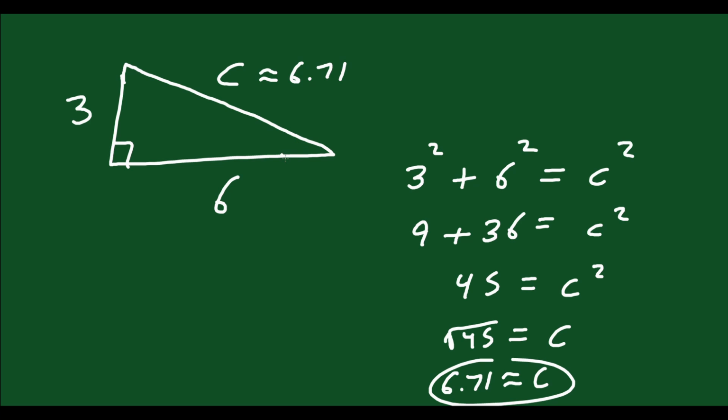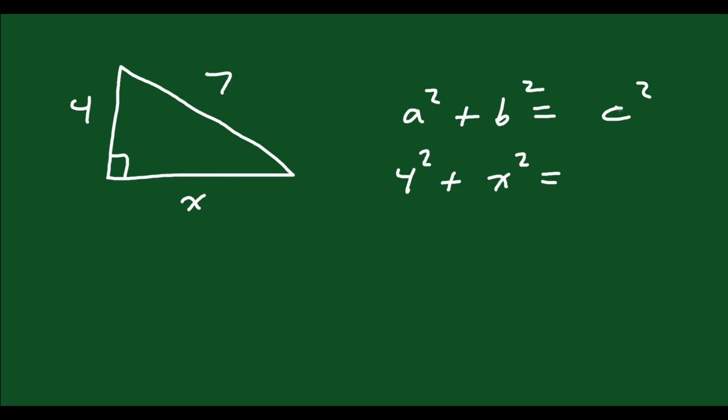So if you were to use your ruler on a piece of paper and you draw a line that's 3 centimeters long and then at 90 degrees you draw another line that's 6 centimeters long, and then you connect those two lines together, and you measure that line. It'll be approximately 6.71 if you try to measure it. And what's nice is you can also use this theorem to find the other sides.